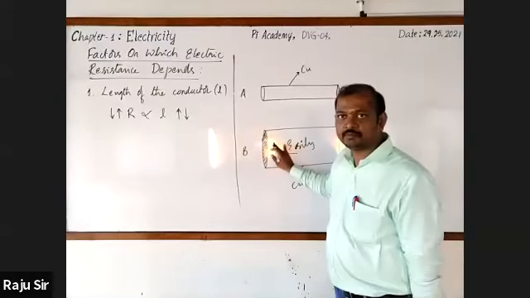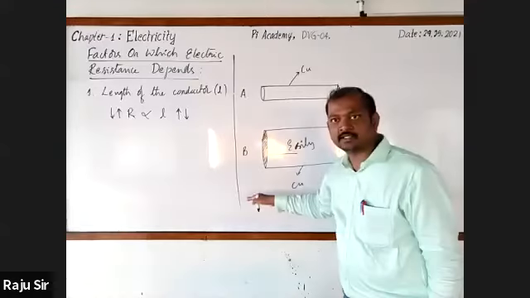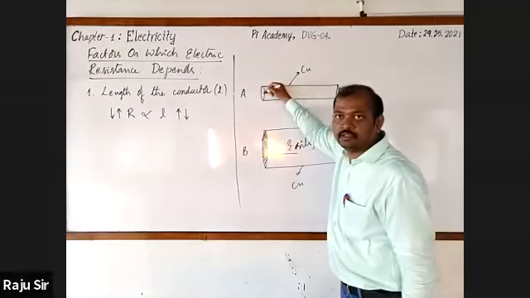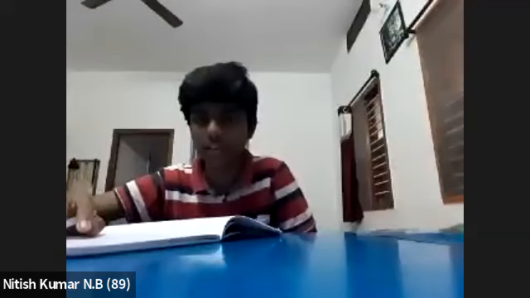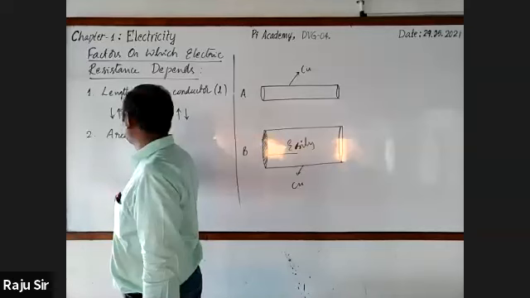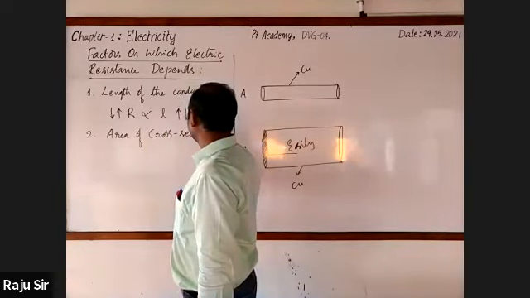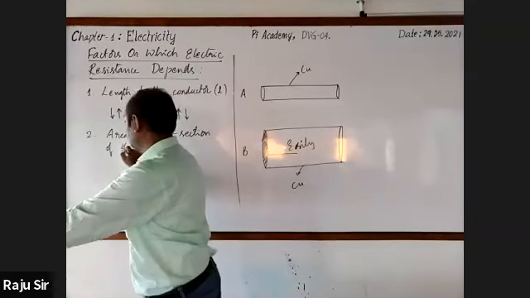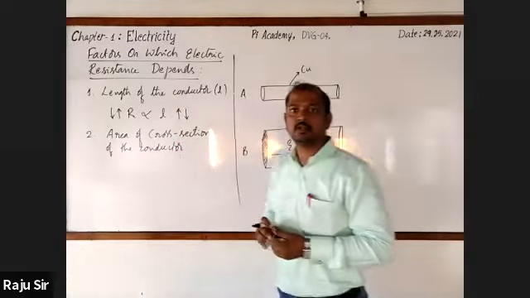Clear? Did you understand or not? As the area of cross section increases, electric resistance decreases. As the area of cross section decreases, electric resistance increases. Second one, area of cross section of the conductor.